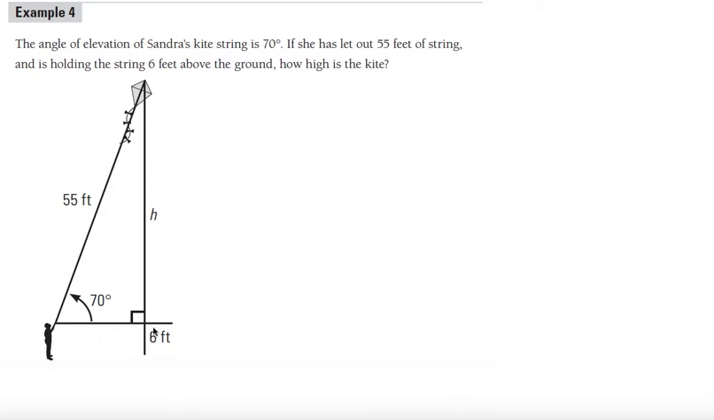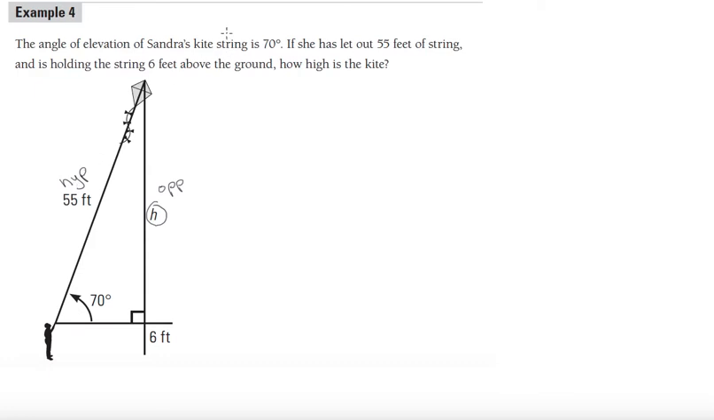Apparently she's holding it 6 feet above the ground, so we're going to have to take that into account a little bit later. But right now we just want to solve for h because this is our triangle. So again, here's our right angle, so this is the hypotenuse. This is the hypotenuse. This is our angle. So h is opposite the angle. It's not one of the ones that makes up the angle. So this is opposite. And so again, here's my angle. I've got opposite and hypotenuse.